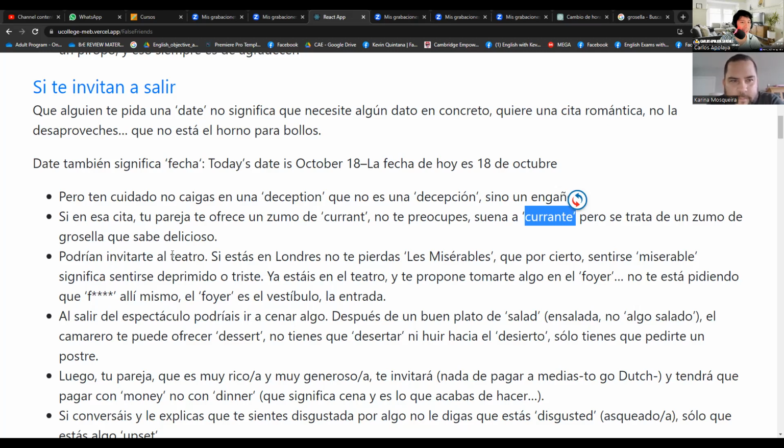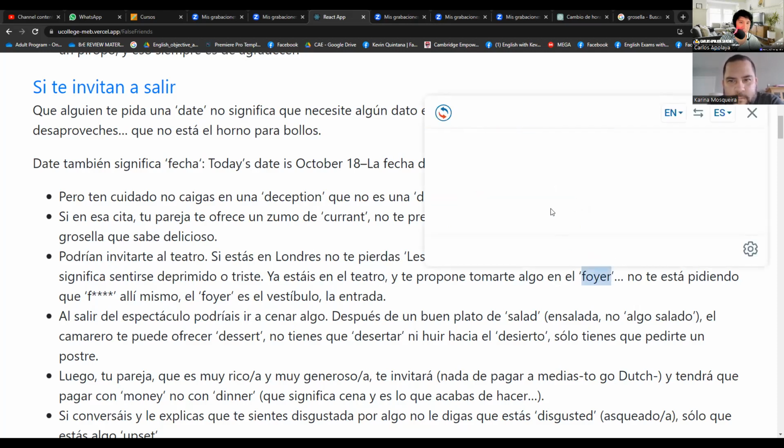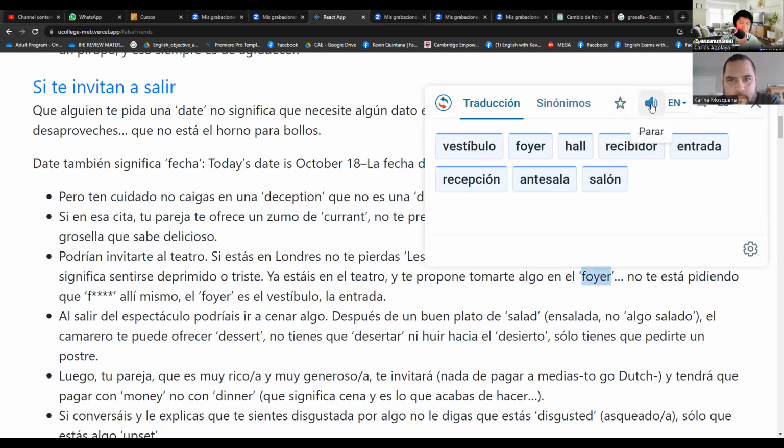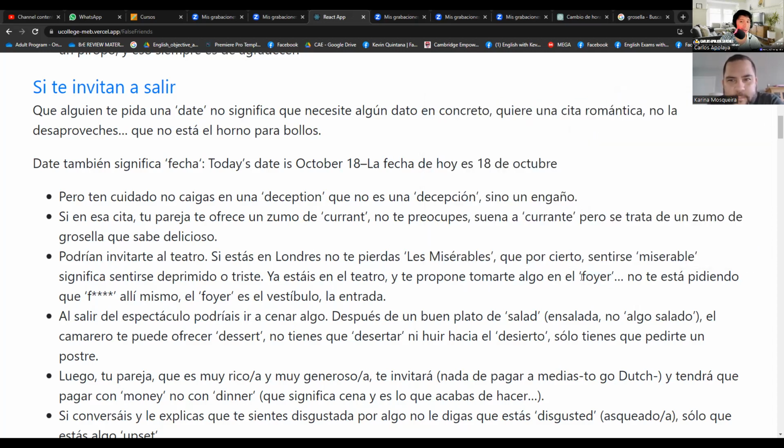Podrían invitarte al teatro y si estás en Londres no te pierdas Les Miserables. Que por cierto, sentirse miserable, I am miserable, significa deprimido o triste. Ya estás en el teatro y te proponen tomarte algo en el foyer. Aquí, vamos a escuchar cómo se pronuncia, porque es una palabra francesa. Vestíbulo. Foyer. Y te proponen tomar algo en el foyer. Allí mismo. El foyer es el vestíbulo y la entrada.